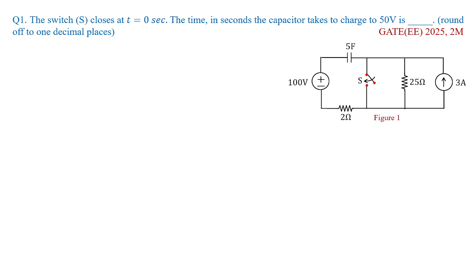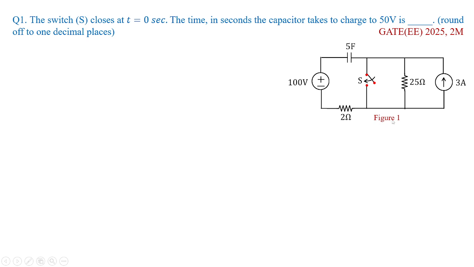So in the first case, you can see the switch S closes at t equal to 0 seconds, which means the switch is open initially. The time in seconds the capacitor takes to charge to 50 volts is dash. You have to round up to 1 decimal place, and this was asked in GATE 2025 for the EEE paper.